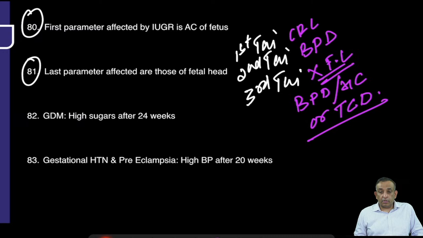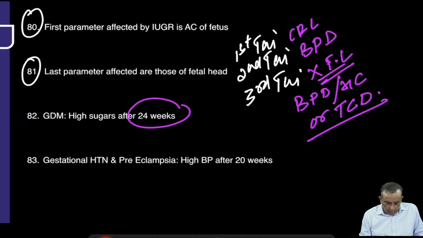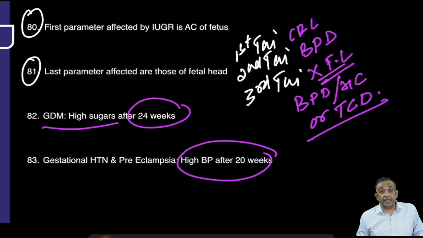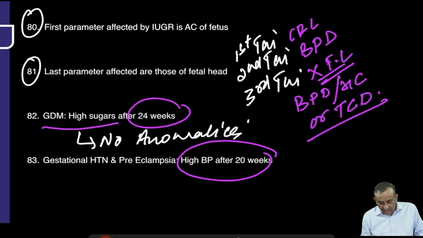GDM is high sugars after 24 weeks, and gestational hypertension or preeclampsia is high blood pressure after 20 weeks. Since GDM happens after 24 weeks, and organogenesis completes at 12 weeks, GDM does not cause anomalies. Please remember, GDM, no anomalies. I think I'm breaking the heart of a lot of doctors here today.